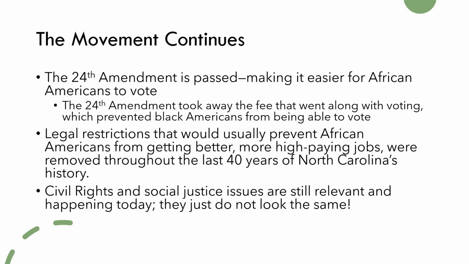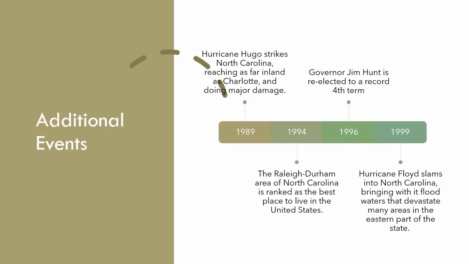So civil rights and social justice issues are still relevant, and they happen today, but they just don't look the same. We don't have sit-ins anymore. African Americans have the right to go and be treated the same in a restaurant. So the sit-in is not as necessary, but there are other ways that people still continue the civil rights movement throughout North Carolina. And I have given you a few extra events that happened into the 2000s so that you can continue reading about them. And then I also, at the end of the presentation, attach some resources in case you're interested in the civil rights movement or North Carolina history.